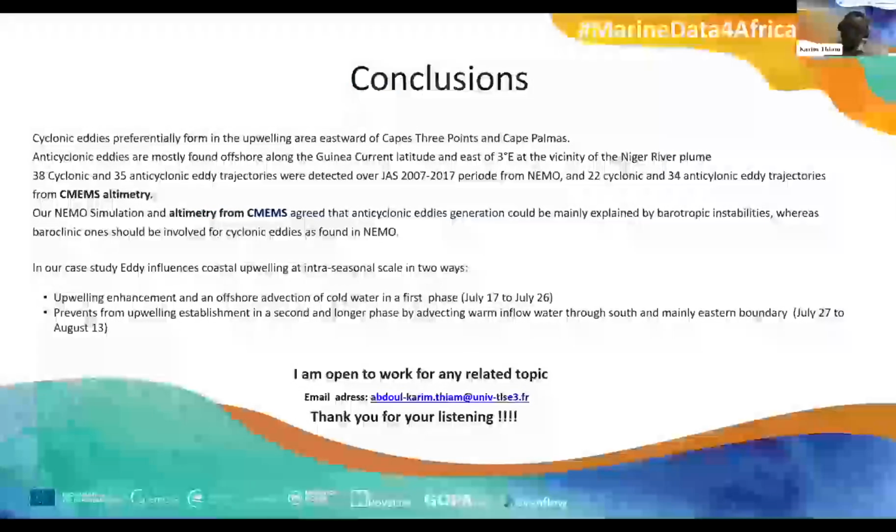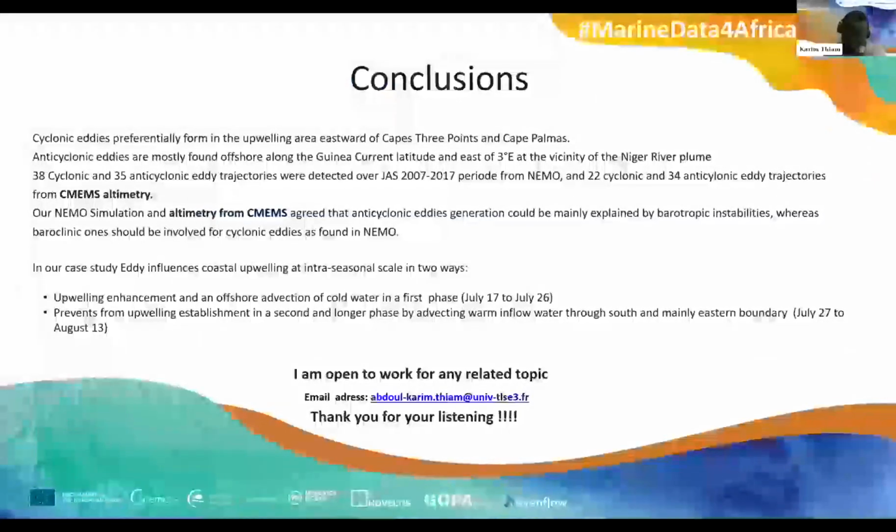38 cyclonic and 35 anticyclonic eddy trajectories were detected over the July, August, September period from the NEMO, and 22 cyclonic and 35 anticyclonic eddy trajectories from the altimetry. Our NEMO simulation and altimetry from SEMEMS agree that cyclonic eddy generation could be mainly explained by barotropic instability, whereas baroclinic ones should be involved for cyclonic eddies as found in NEMO.